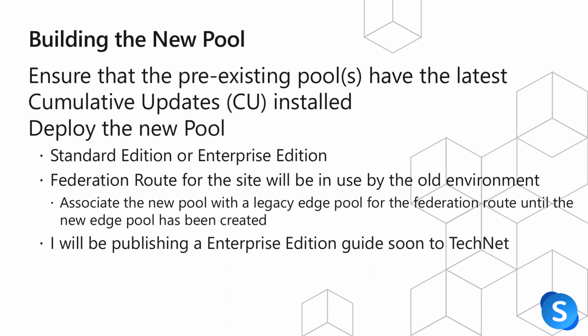You're then going to go ahead and deploy the new pool, whether it's a standard or enterprise edition. Once the new pool is deployed, the federation route for the site will still be in use by the old environment. So we're going to associate that new pool with the legacy edge pool, whether that's Lync 2013 or Skype for Business 2015, for the federation route until the new edge pool has been created. If you need assistance building an enterprise pool, I will be publishing an enterprise guide soon to TechNet.